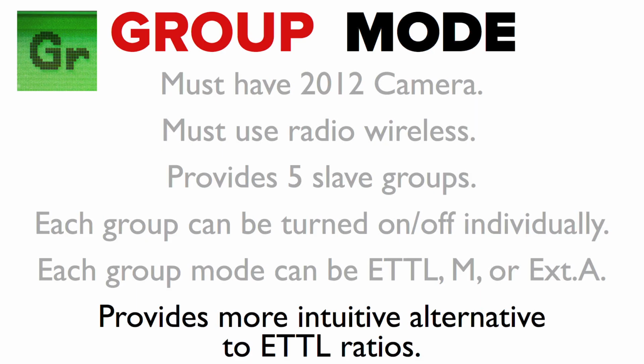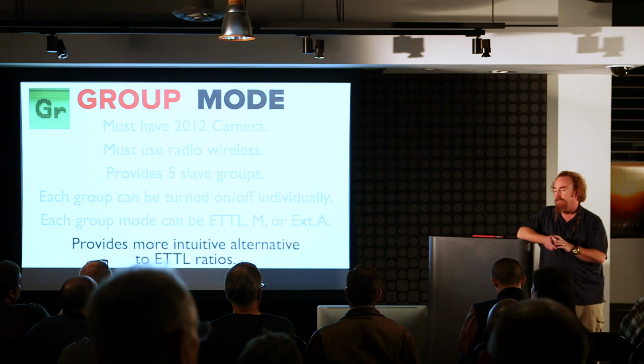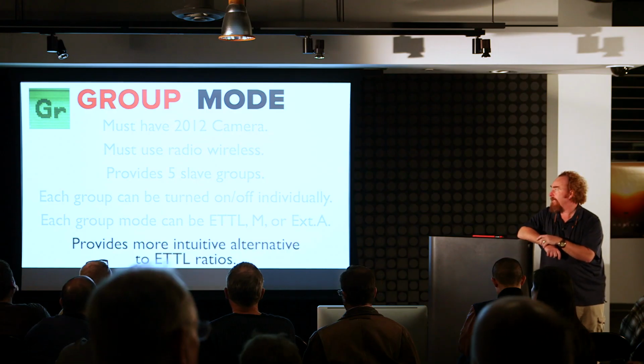And then finally, in ETTL ratios, if you've gone deep into wireless ETTL, you may have found ratios very confusing. And the great news about group is that it gives us the ability to apply flash exposure compensation to each group independently. We just say, I want B to be dimmer. I don't have to think about how that relates to A and change the ratio. Okay? So let's walk through this and let's take a look.